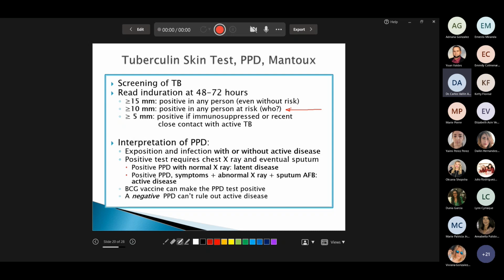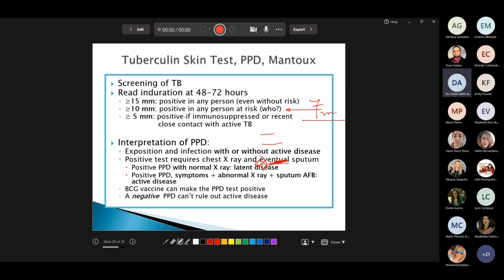Okay. So if you have a PPD test and the result is 7 millimeters, what do you do next? Consider it positive, consider it negative, or ask if the person is immune suppressed? The answer is ask. Assess if the person is immune suppressed. If the person is immune suppressed, 7 millimeters is positive. If the person is immune competent, 7 millimeters is negative. You understand? 7 millimeters is negative in a person at risk but immune competent.